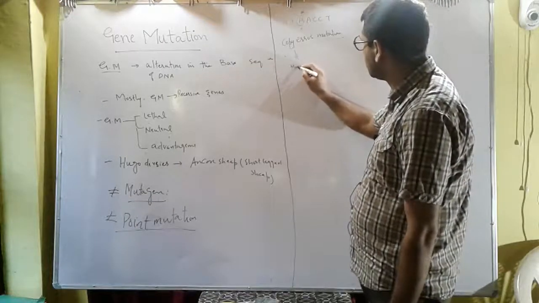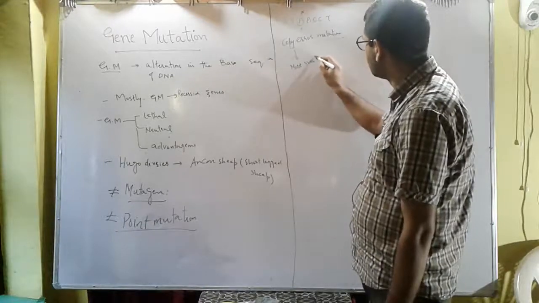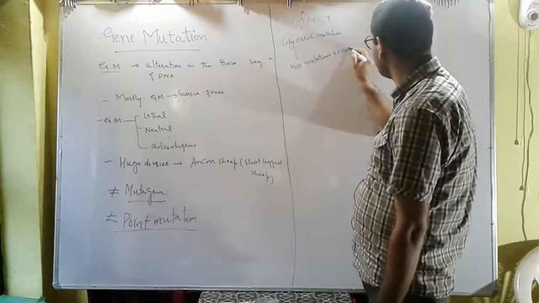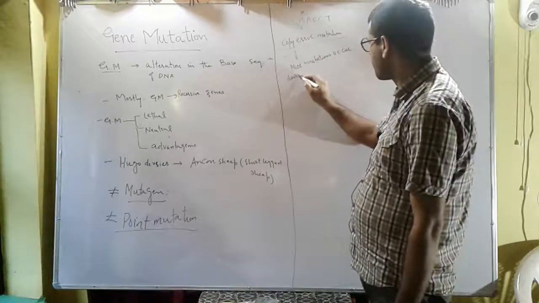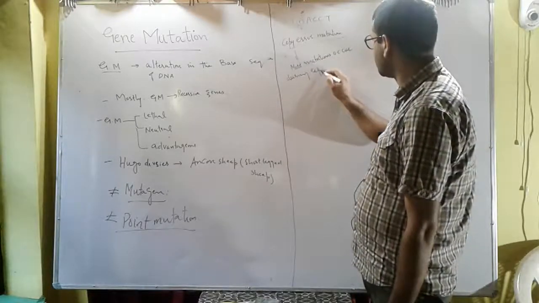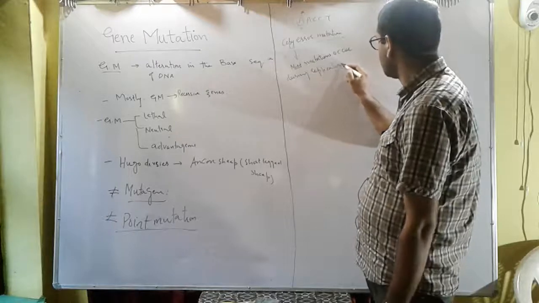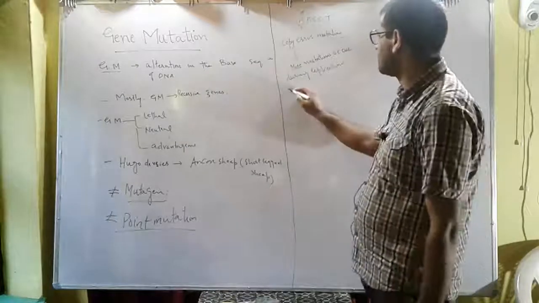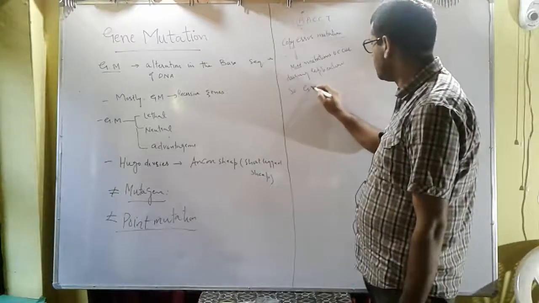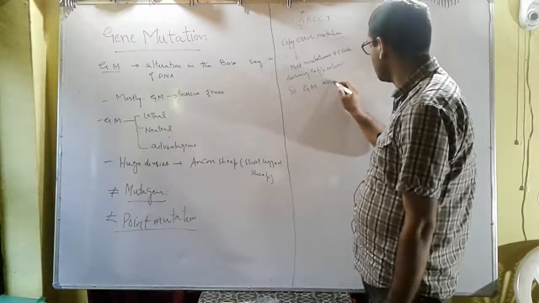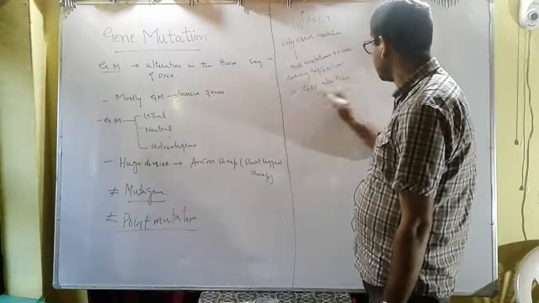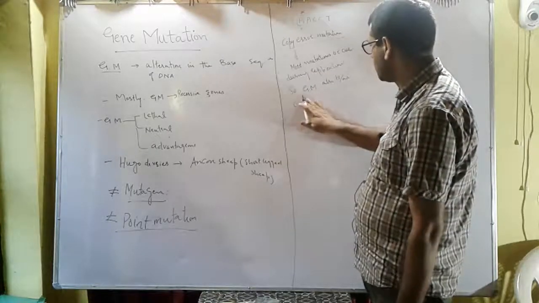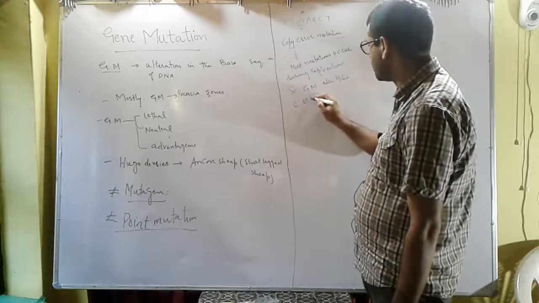Most mutations occur during replication. So gene mutation is also known as copy error mutation.